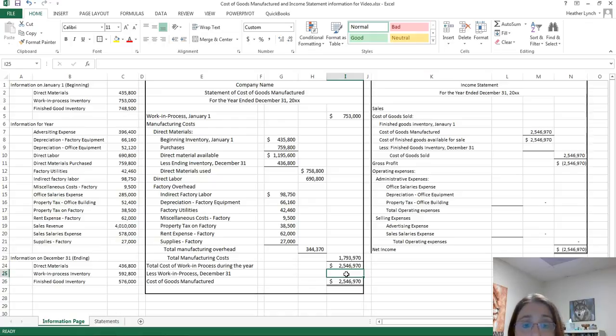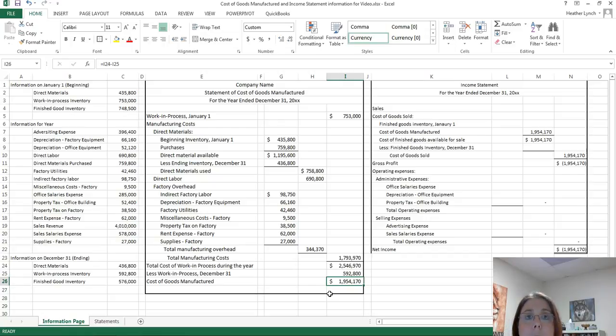Okay, so our work in process as of December 31st is $592,800, where it says information on December 31st. Okay, so our cost of goods manufactured is $1,954,170. Now let's actually go into our income statement.